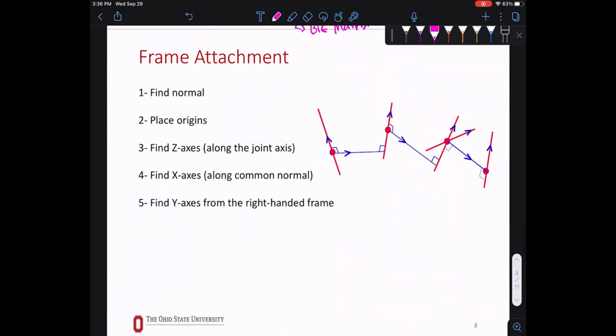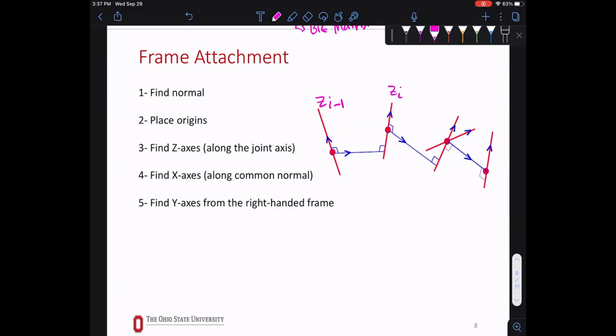Now, frame attachment. We skipped this part because I wanted you to understand how the method works before we got here, okay? Questions? No? All right, so we know that we will assign the z-axis, the axis of rotation or axis of translation. So we are going to find all of those. If I'm not wrong, this is z_{i-1}, this is z_i, okay?